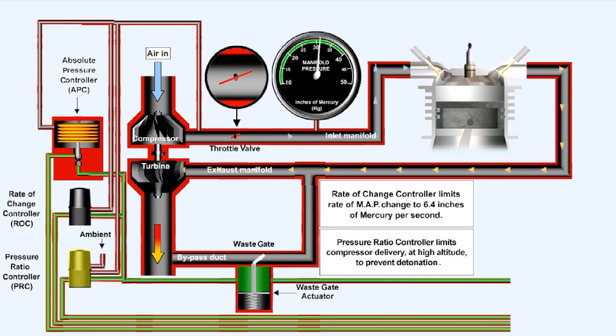At high altitudes, the compressor has to use its maximum output to compensate for the low ambient air pressure. Because of this, the temperature of the compressor output is high, often high enough to cause detonation to occur in the cylinders. Typically, the pressure ratio controller will control the compressor delivery pressure at a ratio of approximately 2.2 times the ambient pressure, and will therefore control the temperature of the charge. The pressure ratio controller usually comes into operation above the critical altitude.